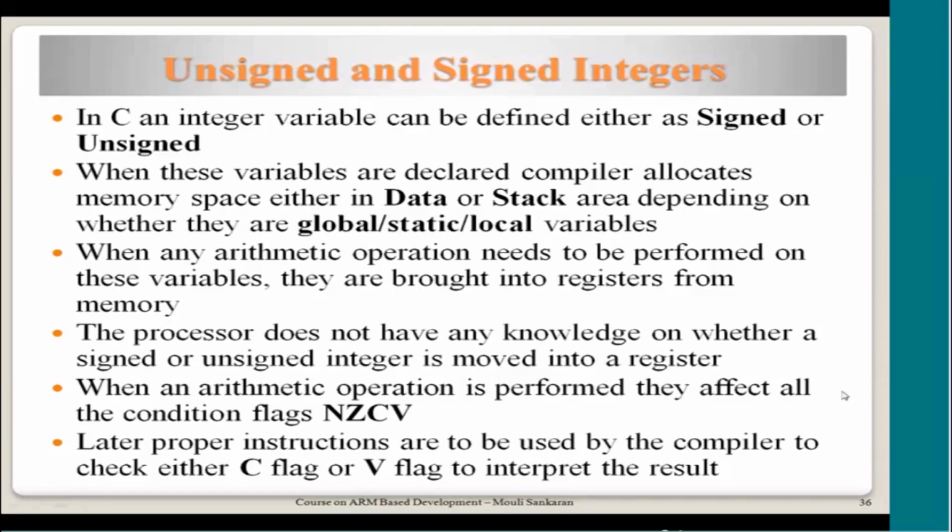The compiler knows, when a particular variable is moved, whether it's declared as a signed integer or unsigned integer, and then it looks at the proper flag, whether the carry flag or the overflow flag, to see whether the result obtained after the arithmetic operation was correct or not. So this is the way unsigned and signed integers are handled in a processor.